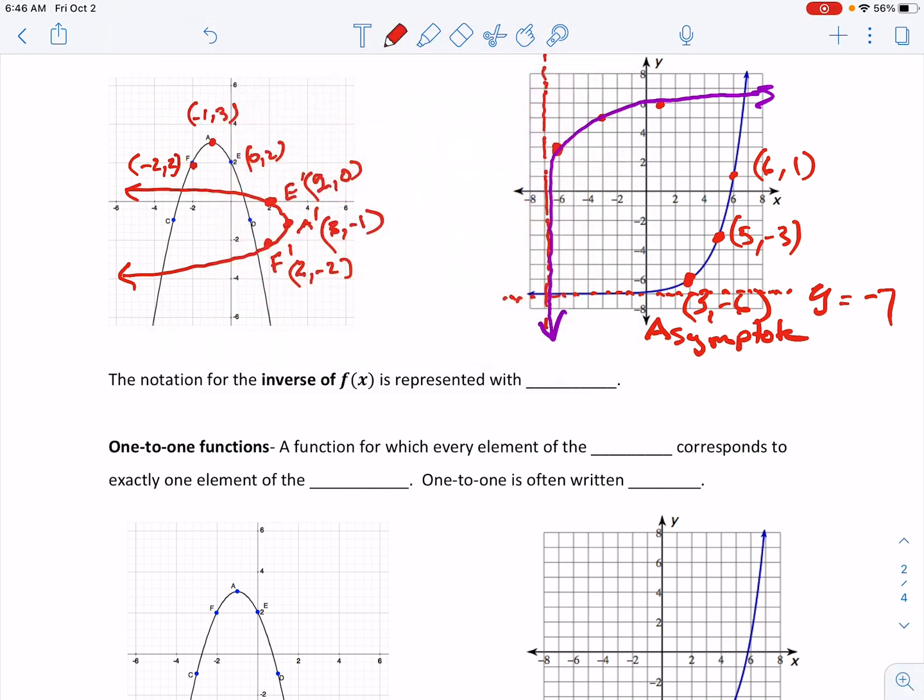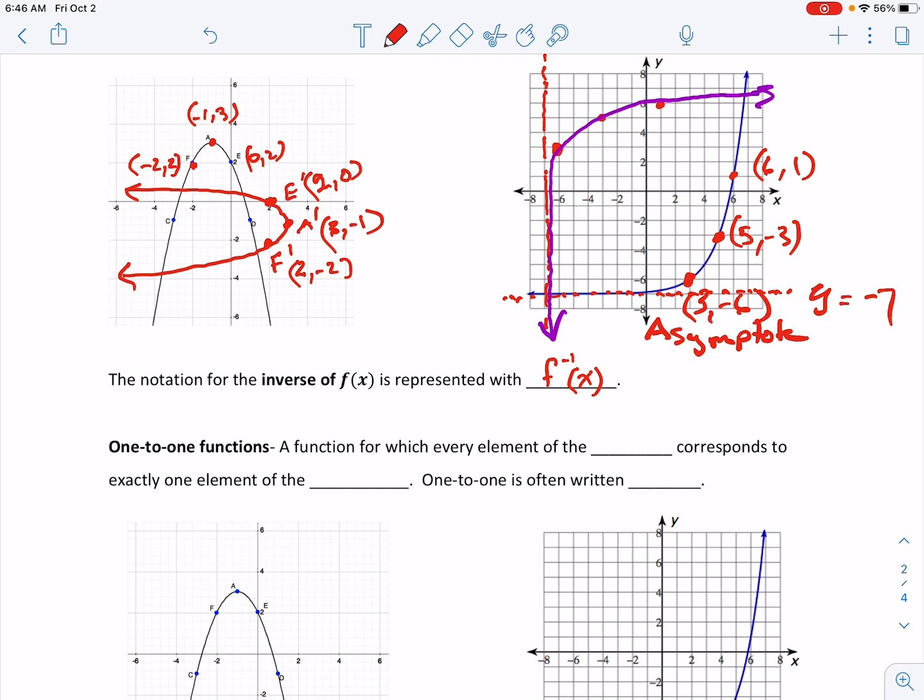All right, the notation for inverse of f of x is represented with f with a little minus 1 up top of x. We call that f inverse of x. F with a little negative 1 in it. It looks like an exponent. It's not. It's just the notation for inverse. And you may find that on your calculator as well, that there may be an inverse button. F negative 1 of x is called f inverse of x.